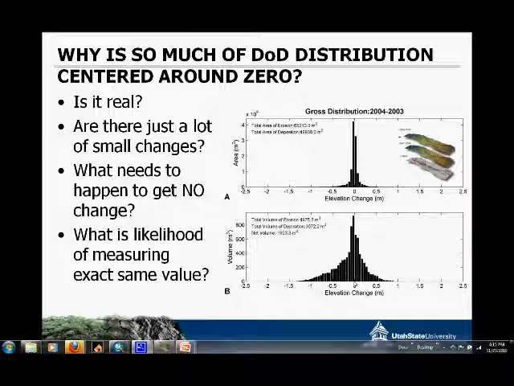And so what happens is that you have very, very small changes, a whole bunch of them, and we don't know if those changes are real or if they're just noise related to the imprecision in our ability to do repeat surveys as well as interpolate surfaces. And so that is the motivation for looking at the uncertainty in these individual surfaces and seeing how it propagates into the DEM of difference.